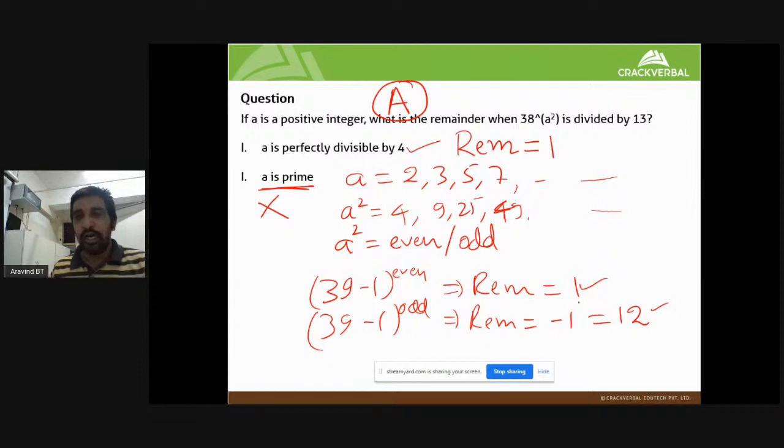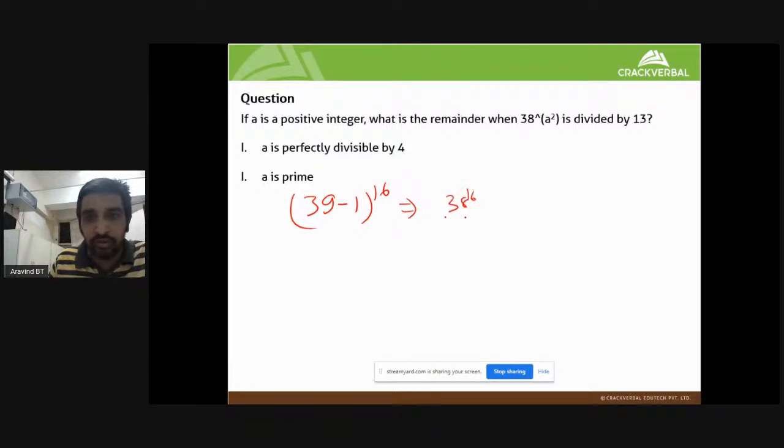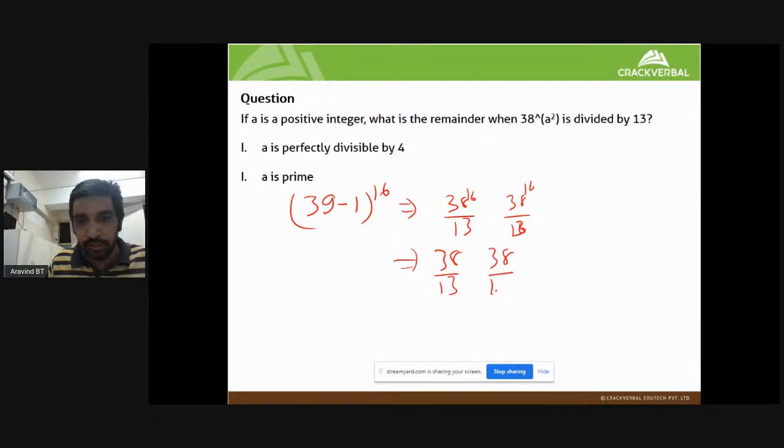Right? So I hope you understood why I put this under divisibility, the remainder rules. Please understand how I used the remainder rules here. When you say 39 minus 1, let us say to the power of 16, you're telling 38 to the power of 16 by 13. You're essentially telling 38 by 13, 38 by 13, 38 by 13. How many times? 16 times.